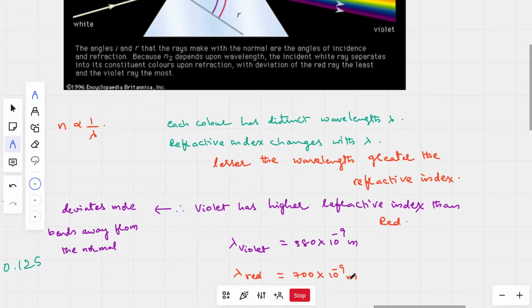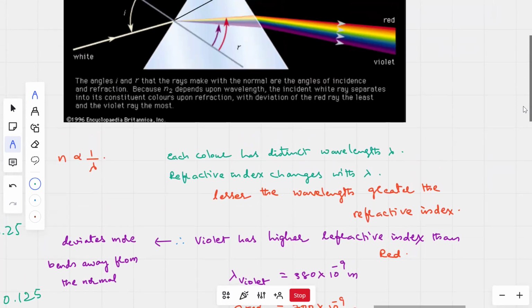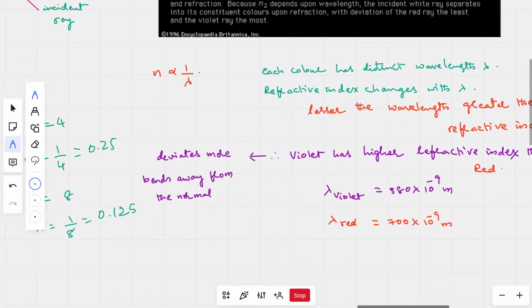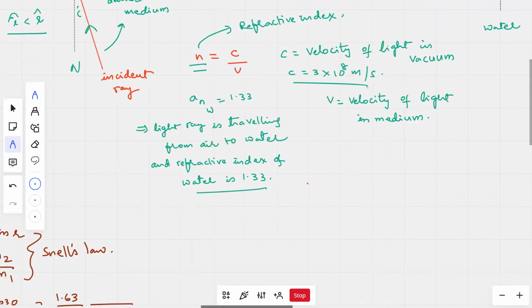So which one has the more refractive index? Obviously, the lesser one has no. So violet has more refractive index than the red. Violet has higher refractive index than red, and then the bending is more. Violet will deviate more compared to the red. Understood this one? Okay.